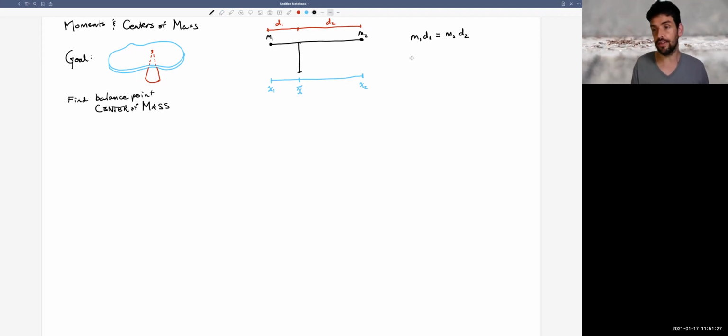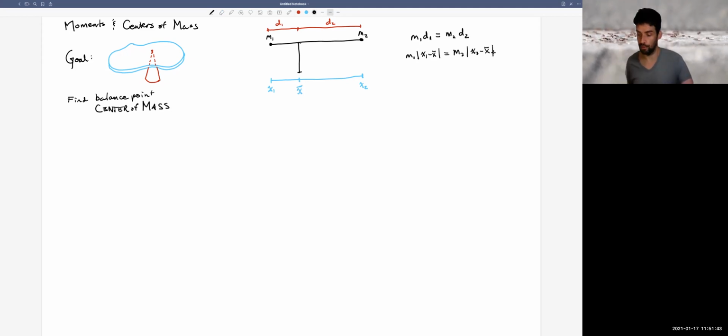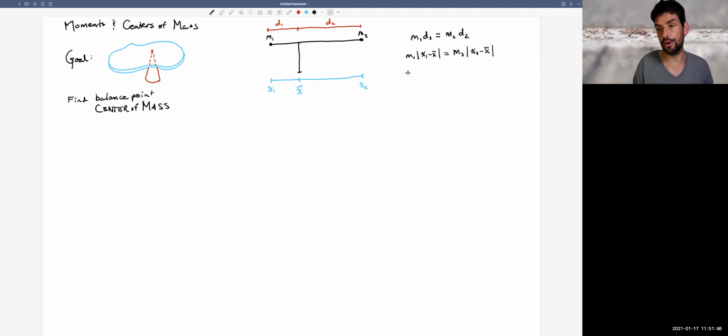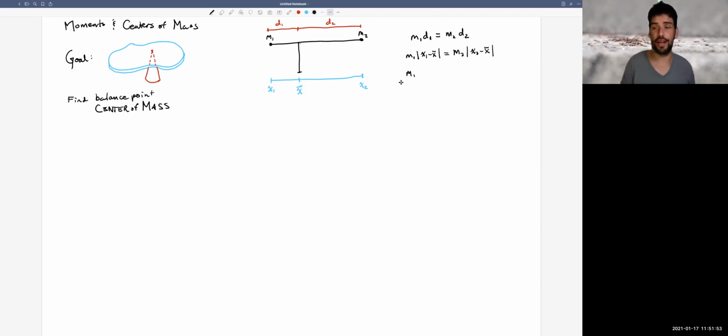So we can rewrite this using the coordinate points, right? The distance is just the absolute value of each of these coordinates minus that X bar point in the middle. Notice if we use the conventional way to use a number line, X1 is smaller than X bar. So when we take the absolute value, it's actually going to reverse this subtraction to make it positive.